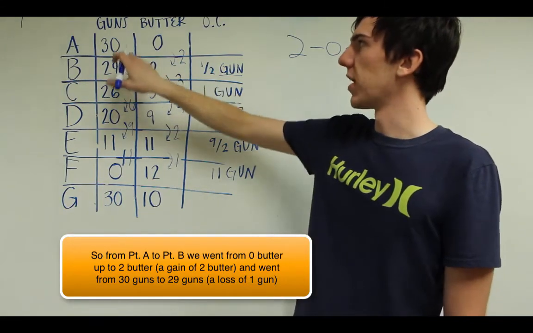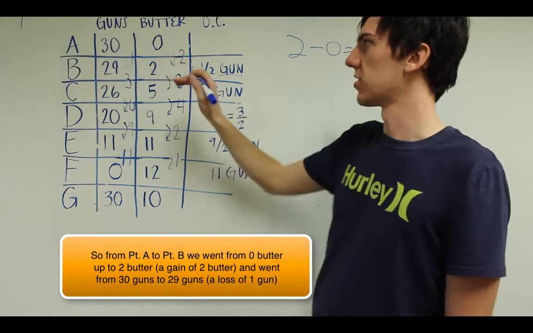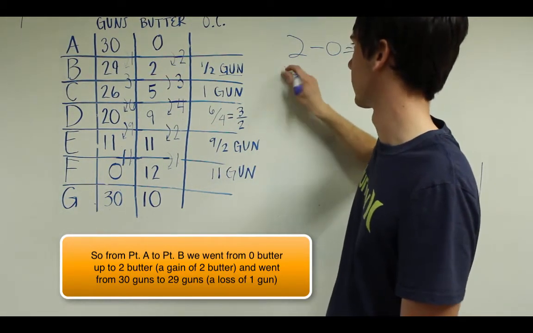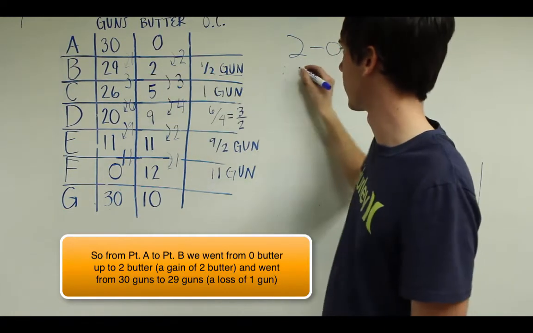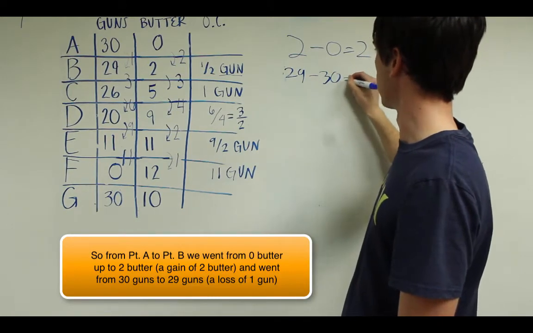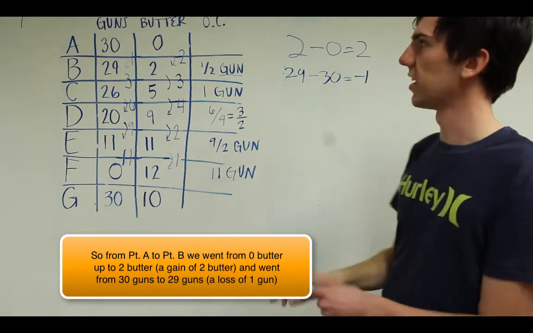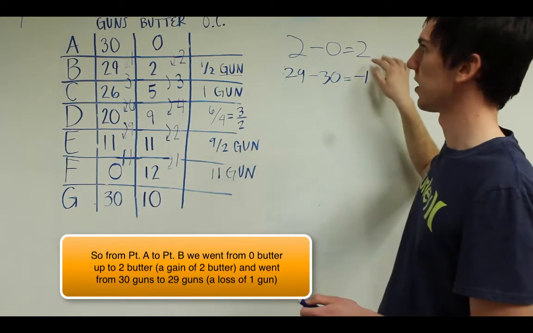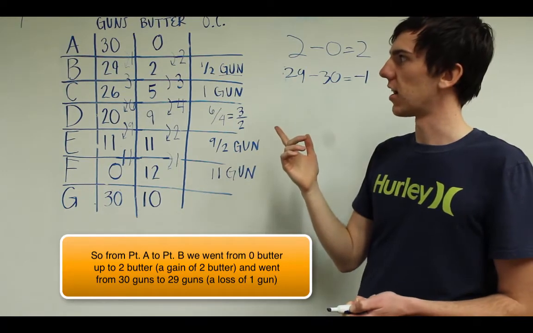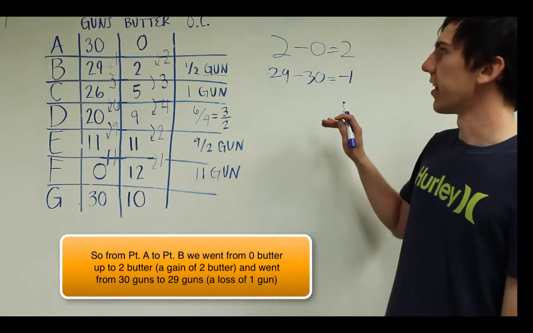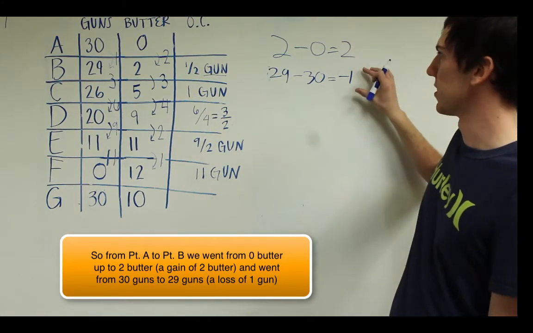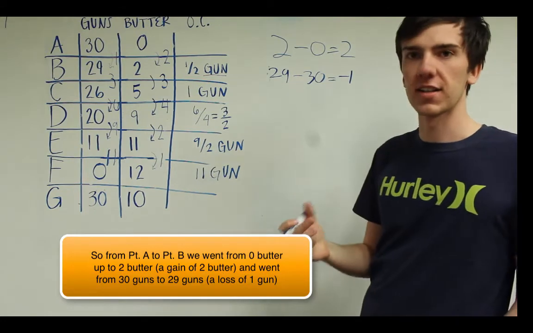With guns from A to B, we're going from 30 to 29. You started at 30, so it's really a -1. We're going to 29 minus 30 equals -1, which is a hint that we lost 1 gun. So we gained 2 butter and we lost 1 gun. Now to figure out the opportunity cost: to move from A to B, the opportunity cost of gaining 2 butter is losing 1 gun, or the opportunity cost is 1 gun.